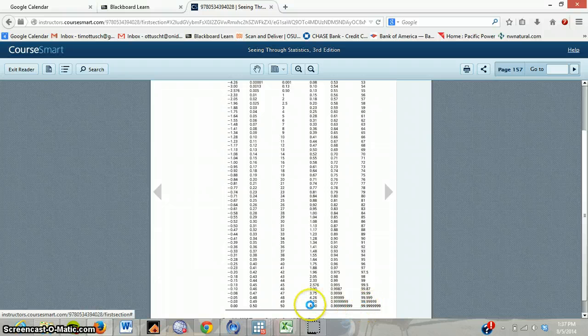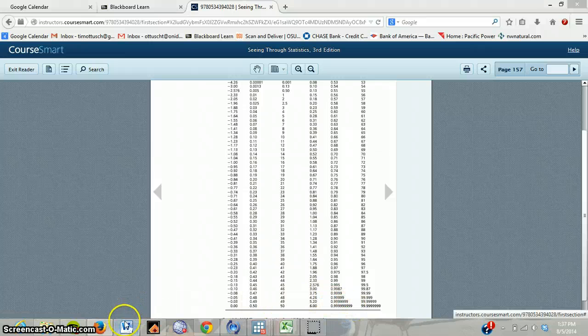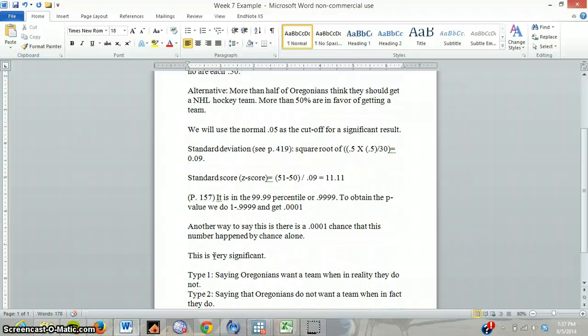So this means that 6 is a very significant result. What this 0.999 indicates is that the chance that this number happened by chance alone was 0.00001. So going back to this document, 11.11 was essentially at the 99.9 percentile, or 0.999. To obtain the p-value, we do 1 minus 0.999 and get 0.001.